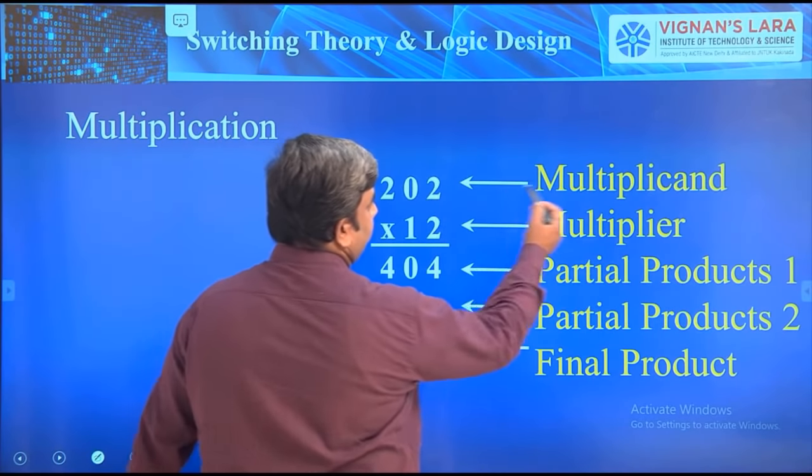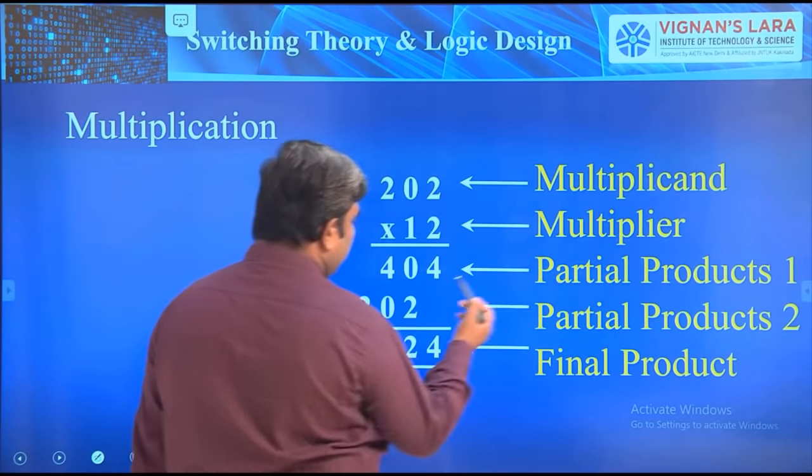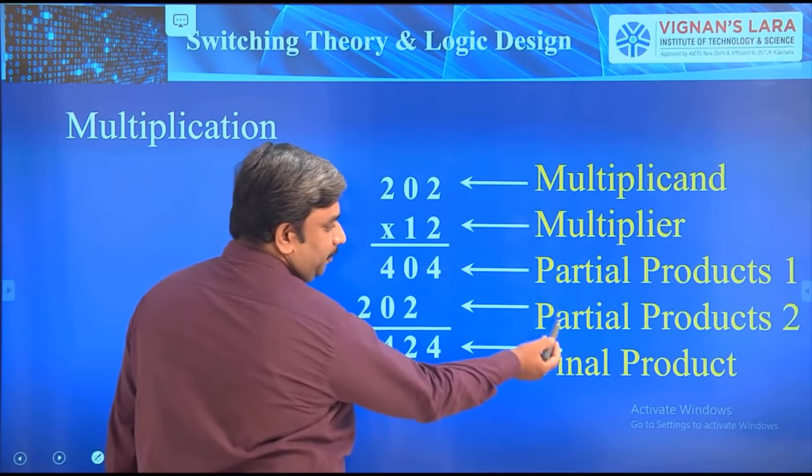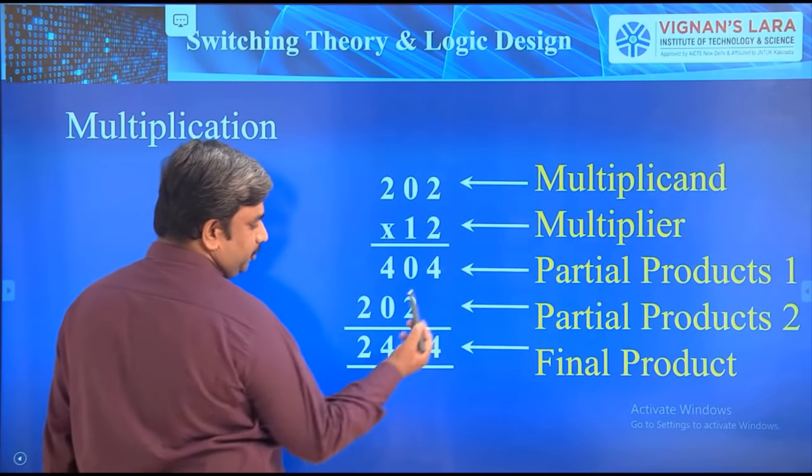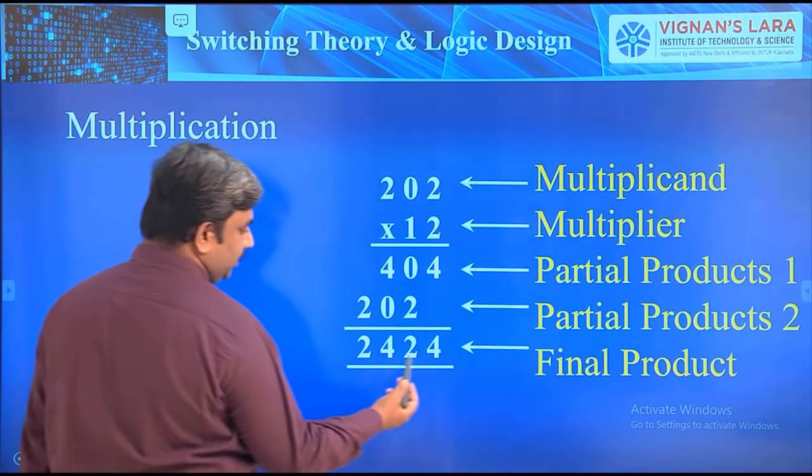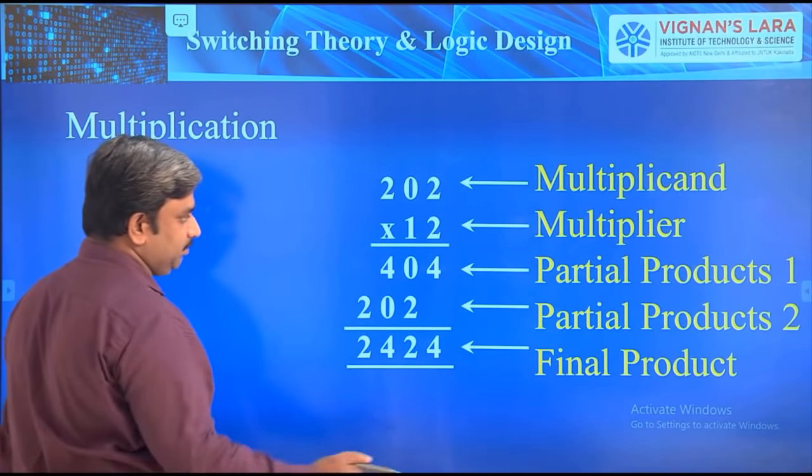This is the multiplicand and this is the multiplier, and these are all called partial products. This is the first stage partial product and this is the second stage partial product, and this is the final product. Remember this one.